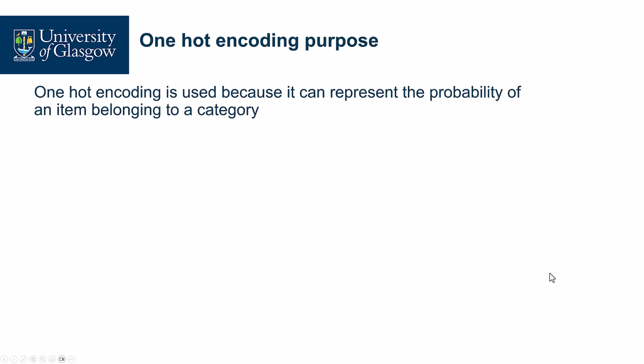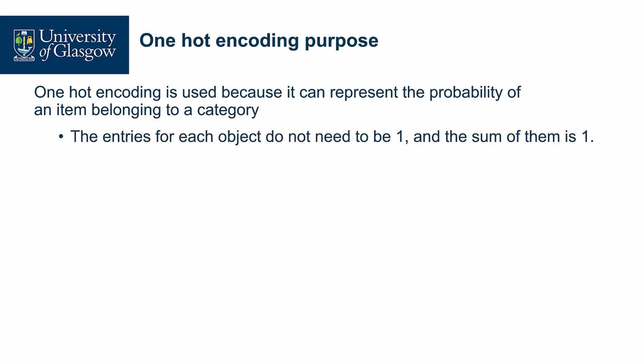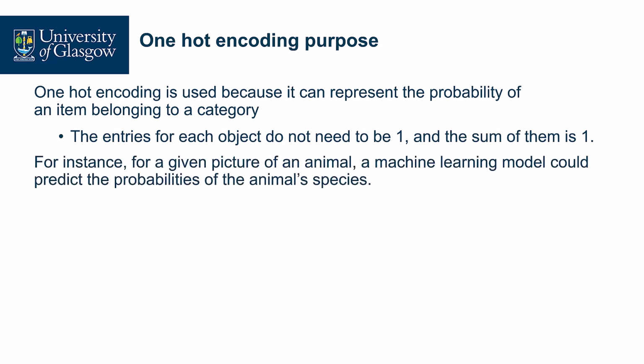So why do we need one-hot encoding? You may ask this question. Because it can represent the probability of an item belonging to a category. For probability, the entries are not necessarily 1, but the sum of all the probabilities must be 100%, right? For example, for a given picture of an animal, a machine learning model wants to predict the species of this animal. So it can provide the probabilities of this animal belonging to each category.